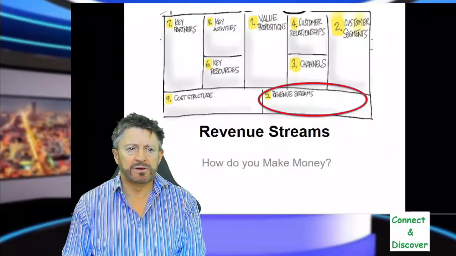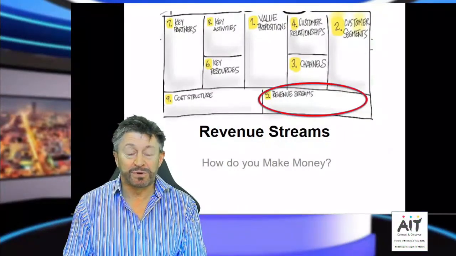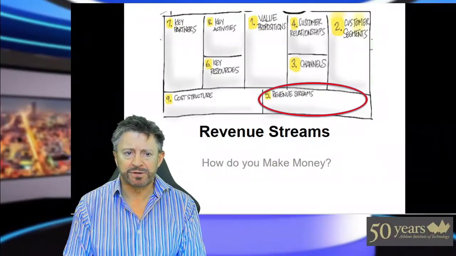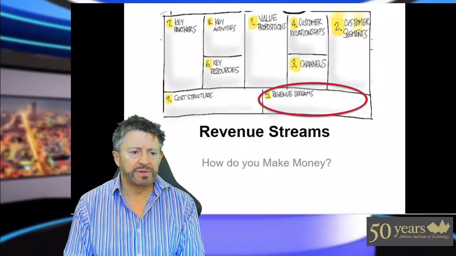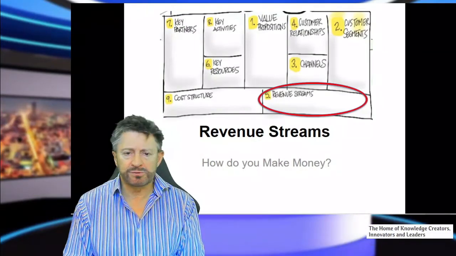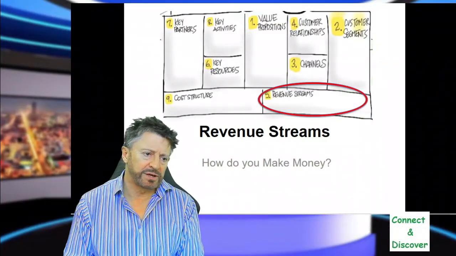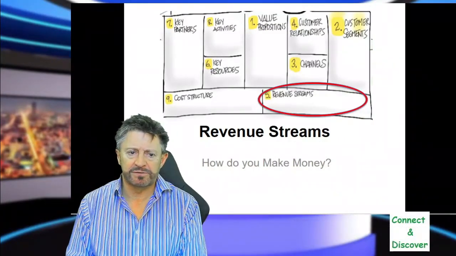Then, of course, we have, which is quite important, the revenue stream. How are you going to get money in? What ways are you going to charge for your product? How are you going to price it? Is there a once-off payment? Is it a subscription fee? Is it pay some of it now and pay in 6 months' time for the rest of it?